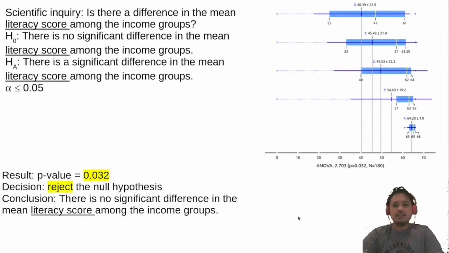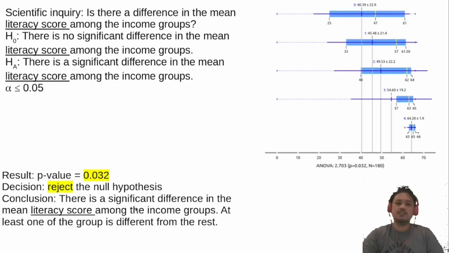Next, is there a difference in the mean literacy score among the income groups? You can see here, group 0 has the lowest literacy score on average. Group 4 on average has the highest. The p-value that we got is 0.032, which is smaller than alpha. We will reject the null hypothesis. We can conclude that there is a significant difference in the mean literacy score among the income groups. At least one of the groups is different from the rest.